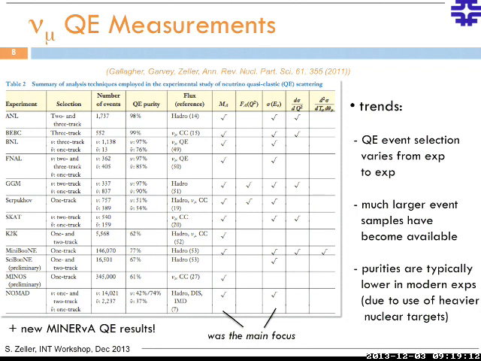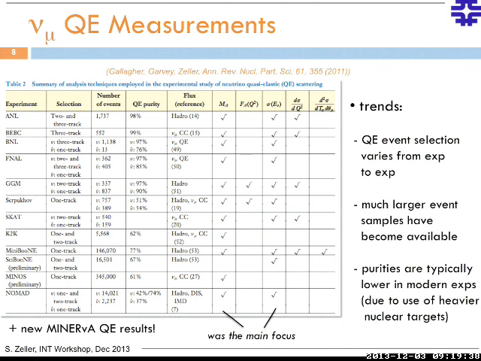So in looking at this table, you can notice a couple of trends. One is that the quasi-elastic event selection can vary from experiment to experiment. Here with the deuterium-based measurements, a lot of these employed three-track analyses, again, looking for the muon, the final state proton, and the spectator proton, but that can vary between looking for one, two, and three tracks in the analysis, and we'll come back to that later.